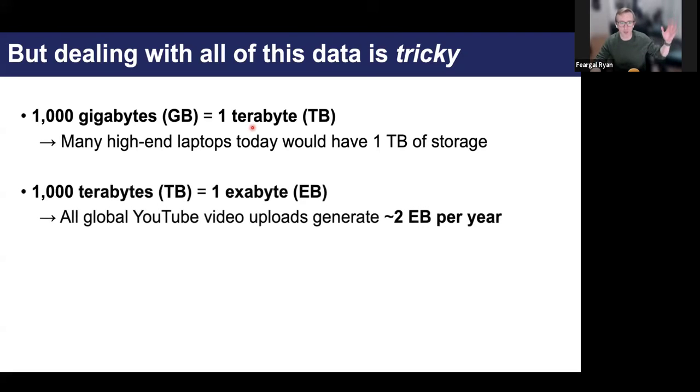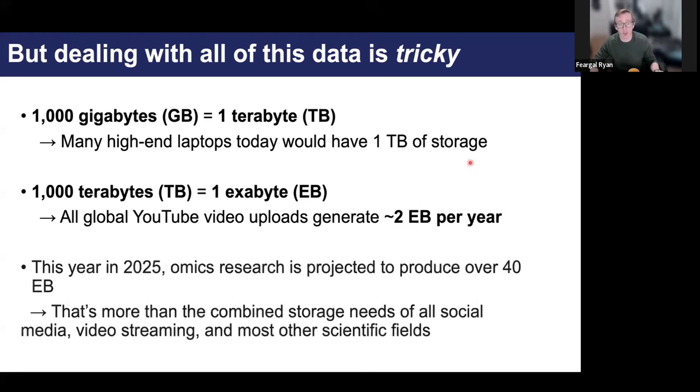When you jump up a level, you'll have what's called an exabyte. An exabyte is 1,000 terabytes. So, for example, all global YouTube video uploads per year are about 2 exabytes per year. So 2,000 terabytes per year of just video uploads. Just this year alone, omics data is projected to produce over 40 exabytes. So basically, it's producing more data than essentially everything else in the world combined, which is pretty insane when you think about the level of it that's required.